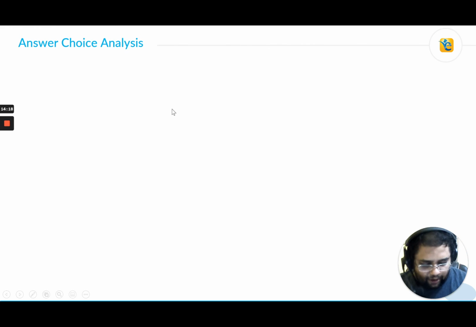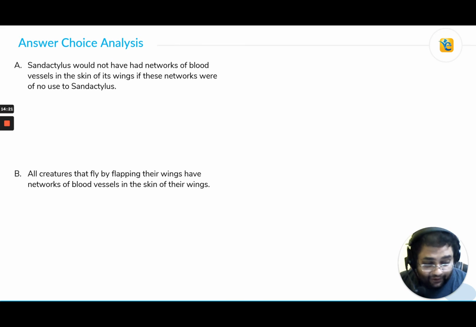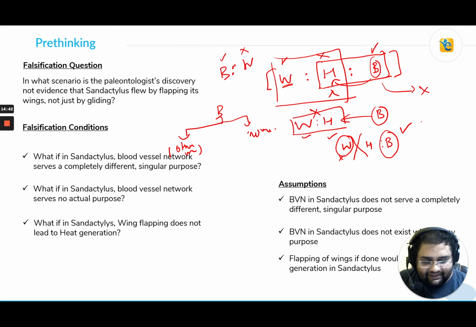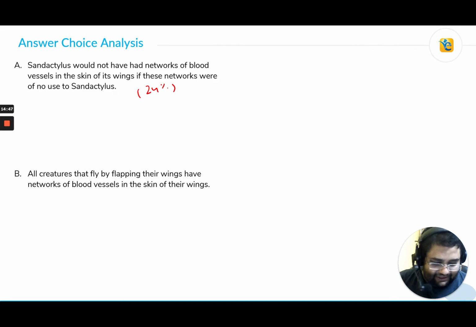So first let's look at option A, which is the correct answer, which only 24% of us have actually been able to get. But now with this pre-thinking that we have done, it should be very clear. Sandactylus would not have had networks of blood vessels in the skin of its wings if these networks were of no use to Sandactylus. So it's a very complicated way of saying that these blood vessel networks had some use. So it's actually in line with our assumption 2 here, which says that these networks definitely had some use in Sandactylus. You cannot say that they had no use. It's just a very convoluted way of saying the same sentiment.